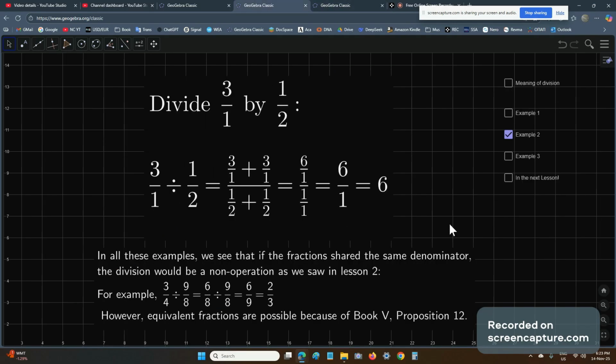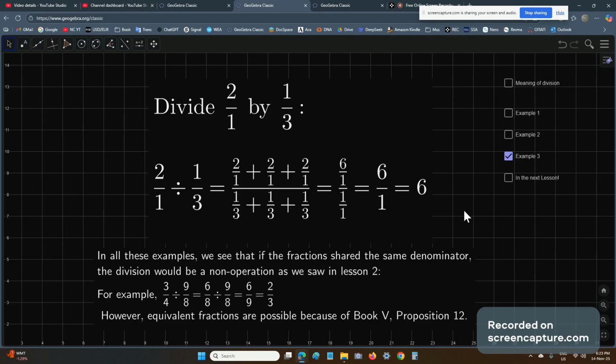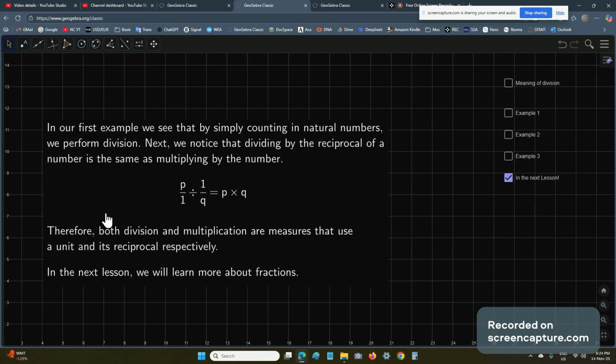So what I've shown you in these 3 examples is the meaning of division and how to perform division using numbers or fractions. In the next lesson, I'm going to show you how we can learn all the other interesting facts about fractions, things such as mixed fractions, proper fractions, etc., and how to deal with them.